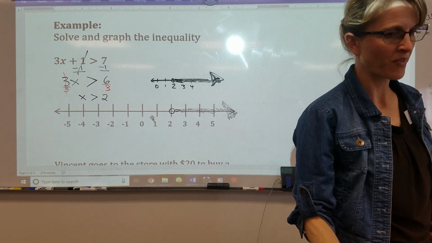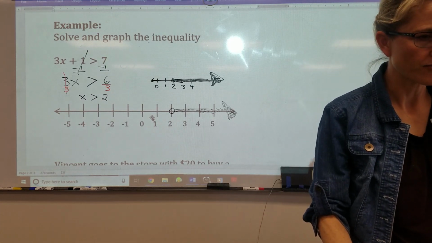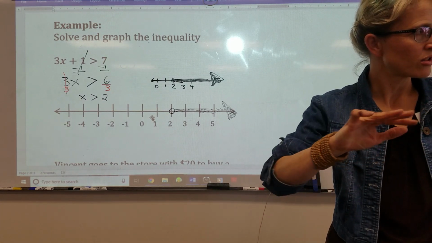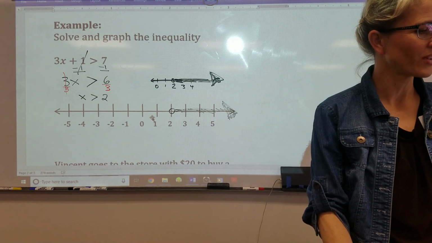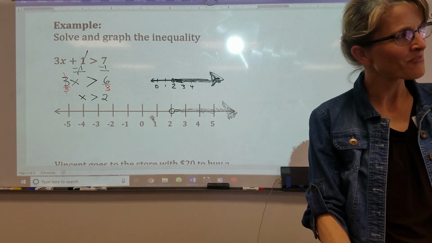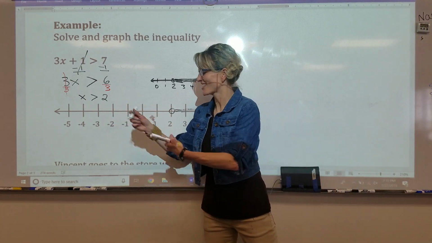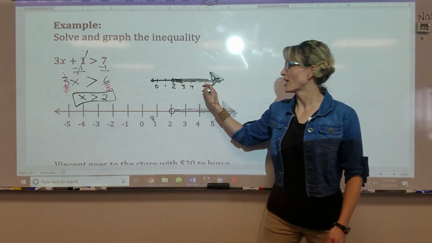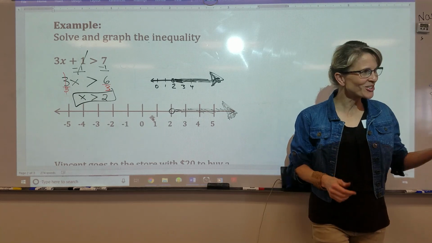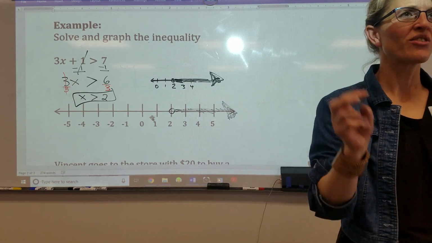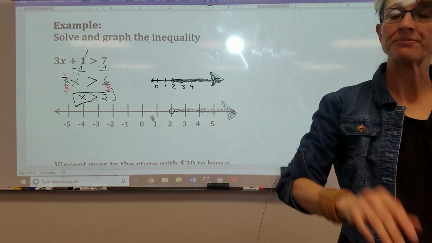Joseph. Can you just write any number bigger than 2? You mean in English words? Oh no, you have to draw it. You have to show this solution and box it, and you have to show a graph. Good question. I understand your question. So you have to do a solution and a graph.